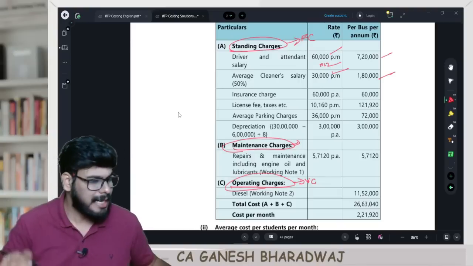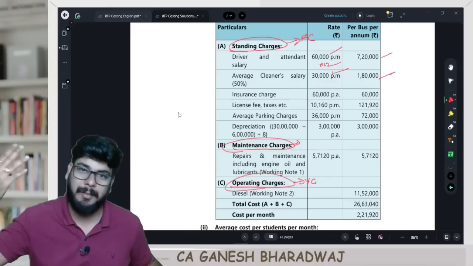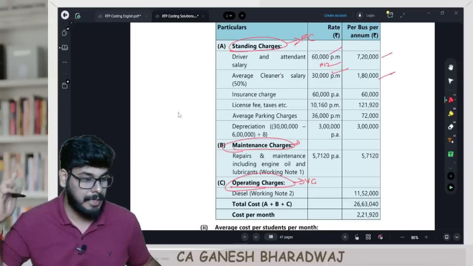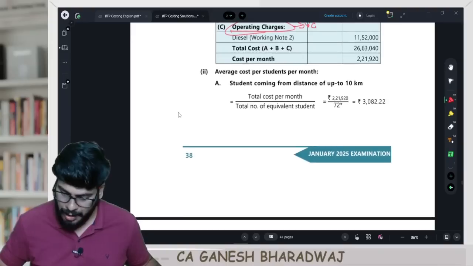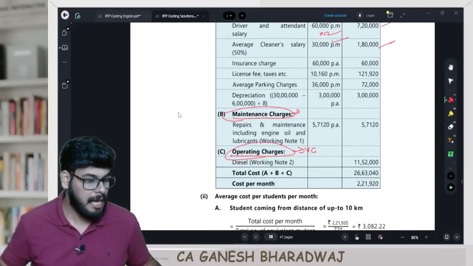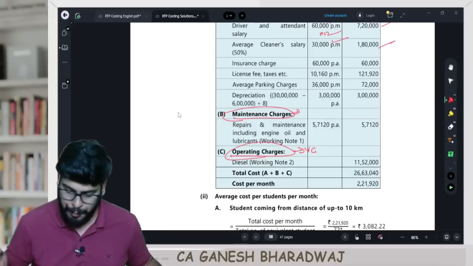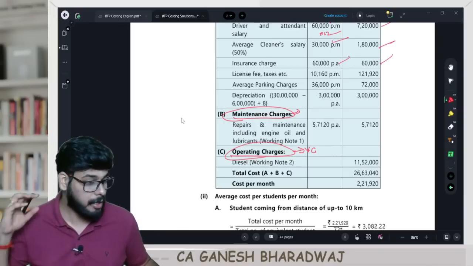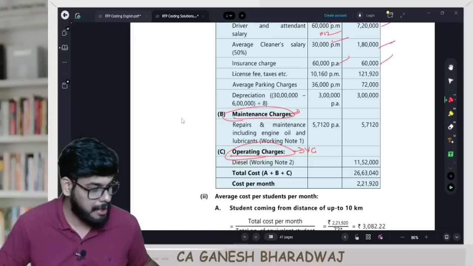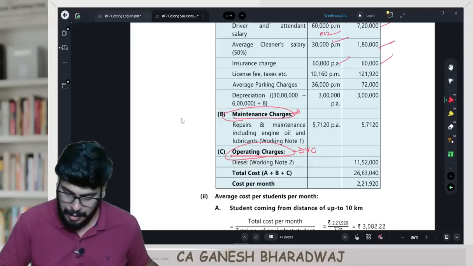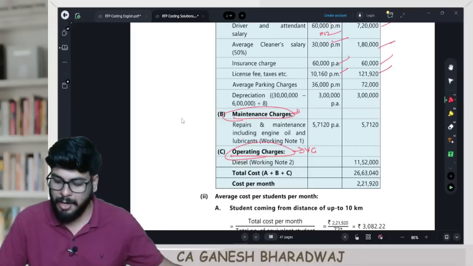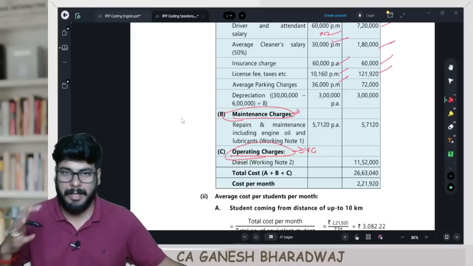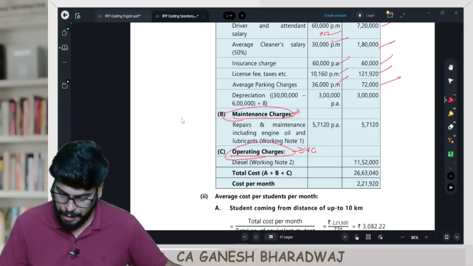Next, diesel charges, that comes under your variable operating cost. Next, insurance charges, it's given per annum 2% of the purchase price, right? So what is going to be your purchase price? It's given in the question as 30 lakh rupees. So 30 lakh into 2% is going to be 60,000 rupees per annum. You can directly plug it in here. Next, license fees and taxes, it's going to be 10,160 per bus per month. You multiply it into 12, you get 121,920. Perfect. Next, average parking charges, 36,000 rupees per month, given in the question, into 12, you get how much?